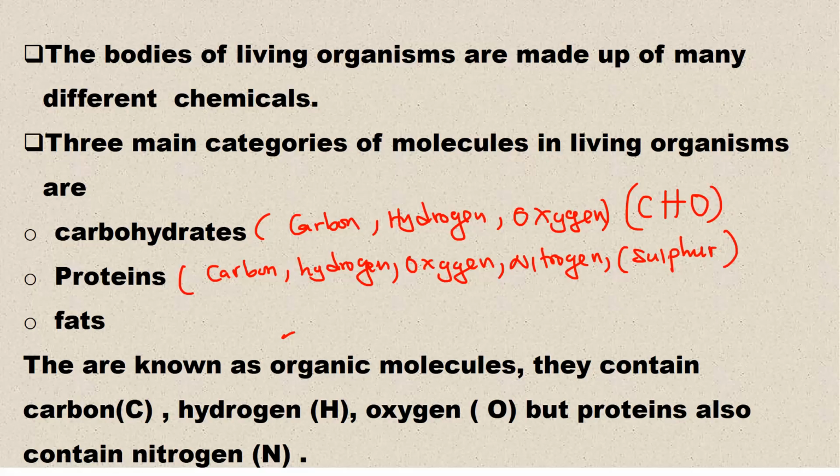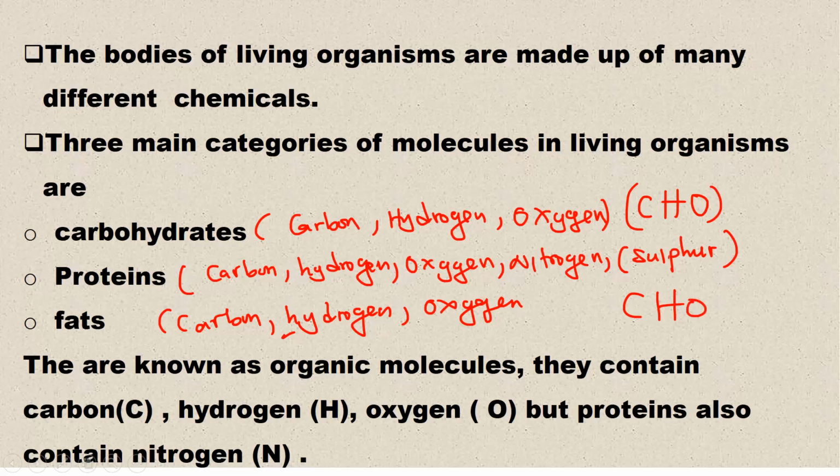Then fats, what do they contain? Fats contain carbon, hydrogen, and oxygen. So all three contain CHO, but only protein has an addition of nitrogen or sulfur in it. So it is very important that you understand the components of these molecules.